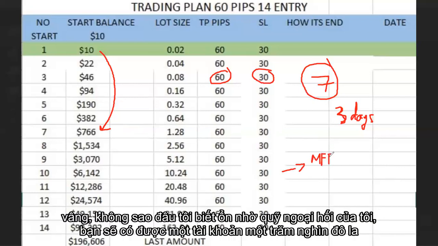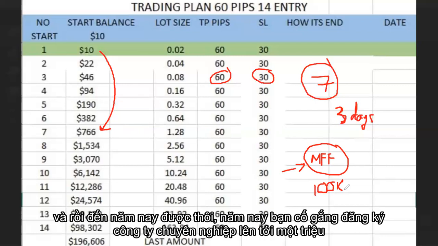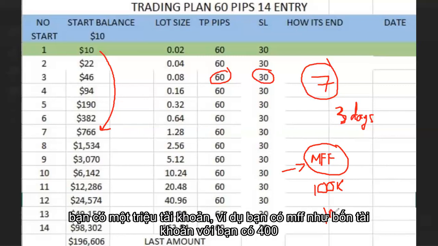You know my Forex Fund? Yes, MFF. Yeah, I know. Okay. From my Forex Fund, you get a $100,000 account. And then this year, you try to register with prop firms until you reach 1 million.